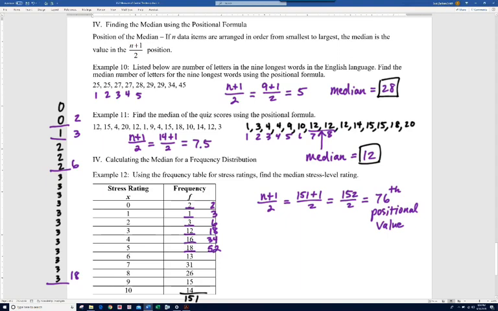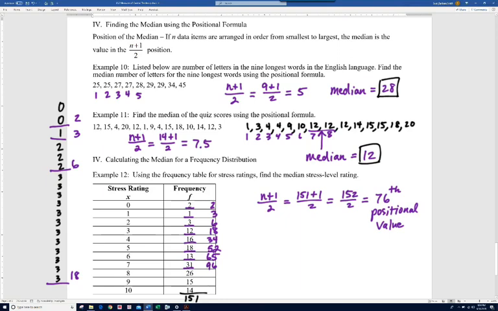Now we're not quite to the 76th. Let's go again. There's 13 6s. The last 6 would be in the 52 plus 13 position, or the 65th position. We're still not high enough. And if you add 31 to 65, then the last 7 would be in the 96th position.